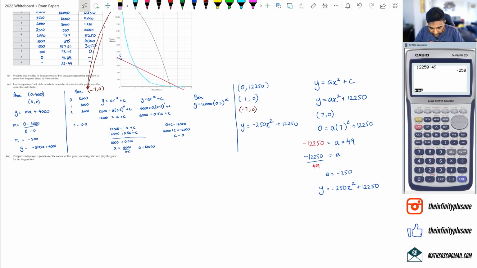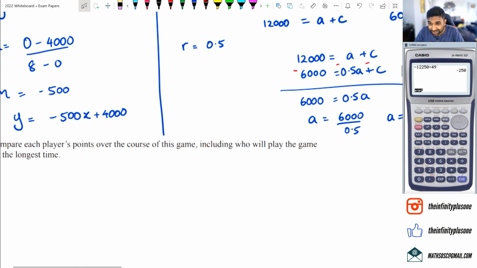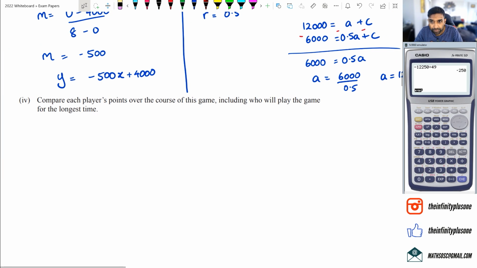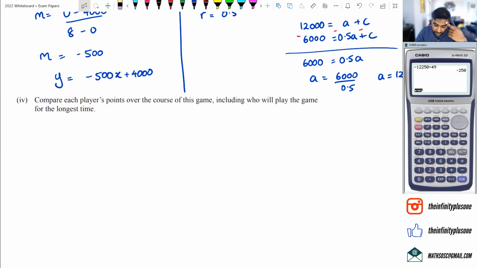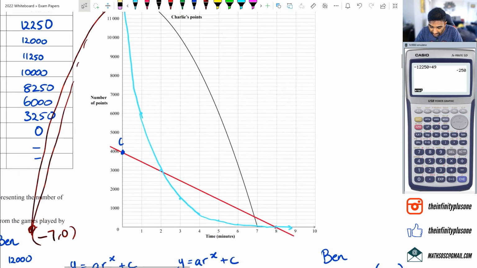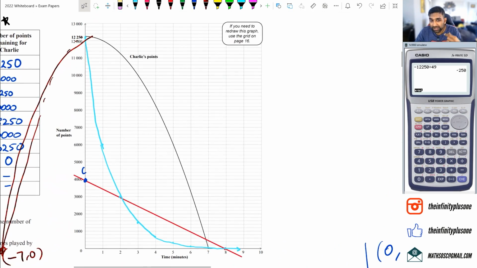So part 4 of this question is a bit trivial, right? You're comparing each player's points over the course of this game, including who will play the game for the longest time and so on. Now, guys, there are just so many things happening within the graph. And I guess what you will need to do is write about this in your own words.